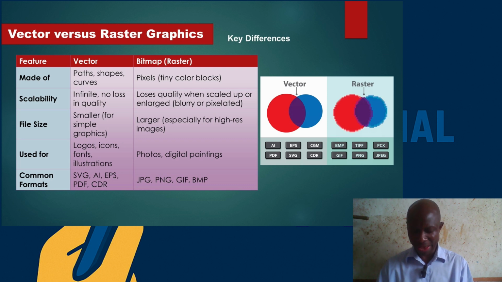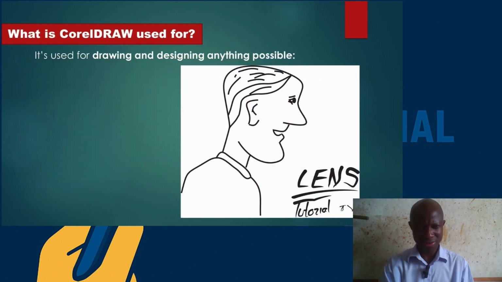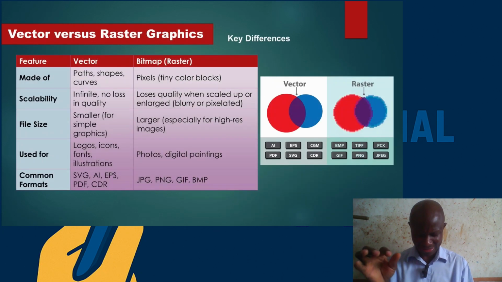Part, curves, shape. Look at the image. Look at the picture here. Look at this picture. I drew it using lines and dots. The eye side, I use a circle shape. That's what we know as paths, shapes, curves.